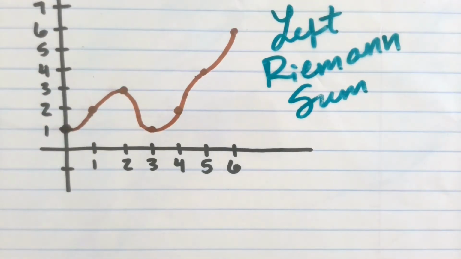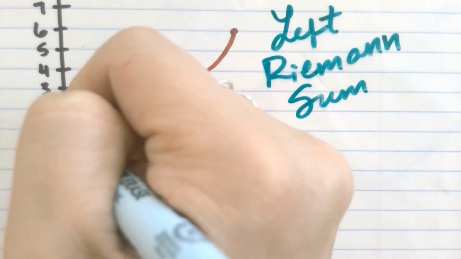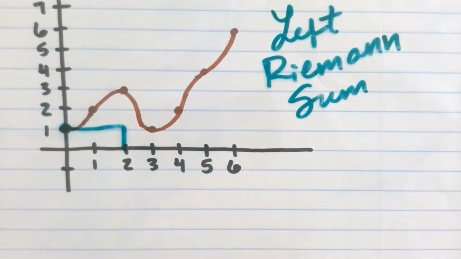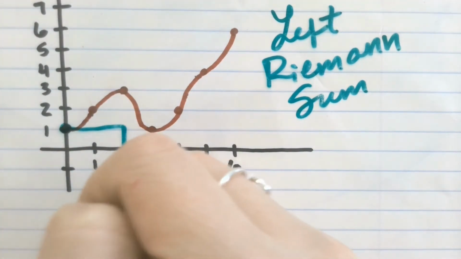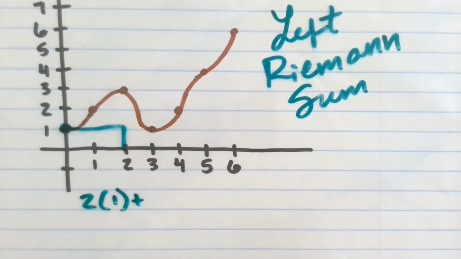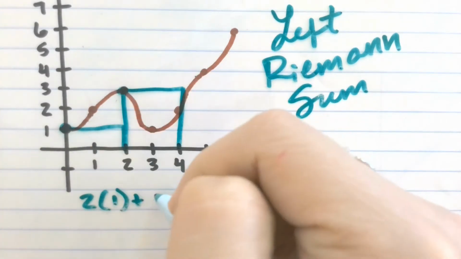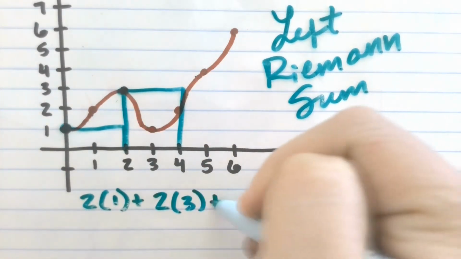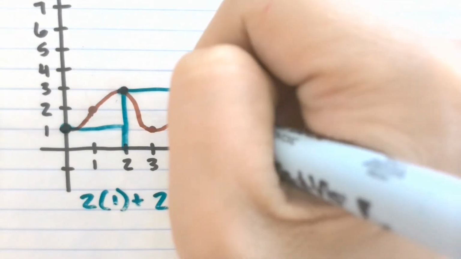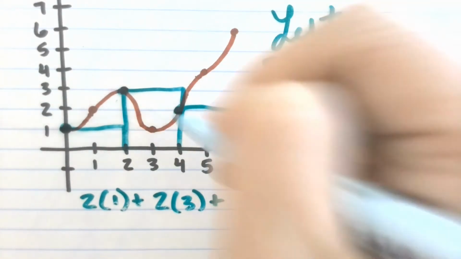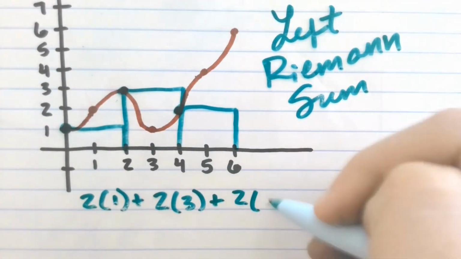For a left Riemann sum, the only difference is that for each interval, I'm going to use the y value for my x that's on the left. So for 0 to 2, I will use f of 0. So this first rectangle is going to be much smaller. I'll have a 2 by 1. For the next subinterval from 2 to 4, I'll be using f of 2, so a 2 by 3. And then in between 4 and 6, I will use f of 4 for the height. So I'll have a 2 by 2.